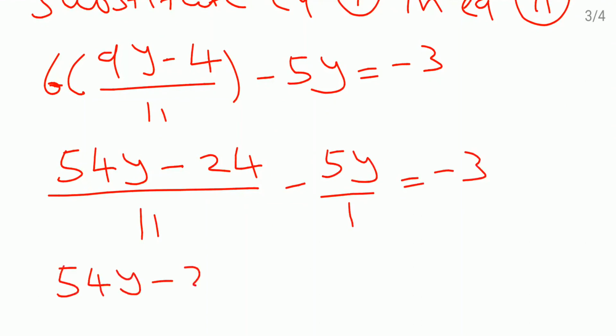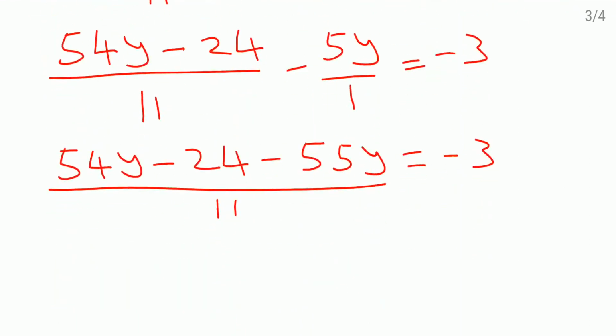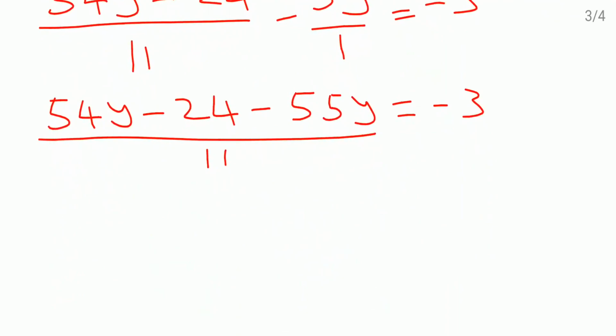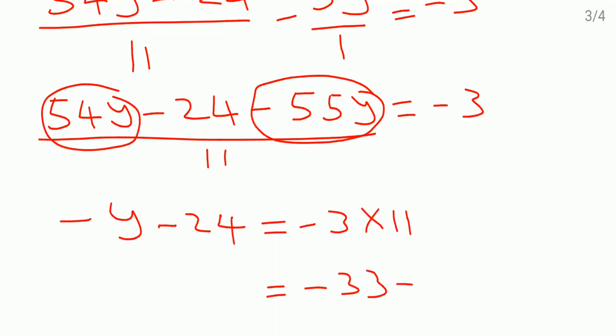54y minus 24 minus 55y divided by 11, right? This 11 is here, which is equal to minus 3. See, this 54y and minus 55y, it is minus y, correct? Now minus 24 as it is, which is equal to minus 3 into 11, which comes as minus 33. This minus 24 will go this side, plus 24 and minus y as it is. Be careful about the negative signs.